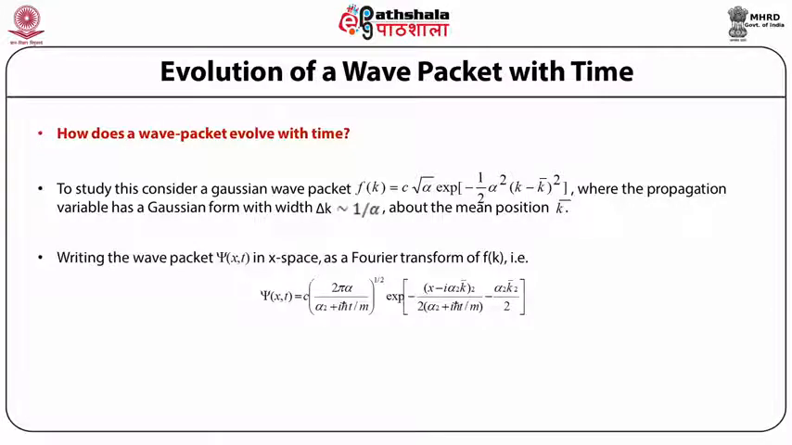Writing the wave packet in terms of the wave function psi as a function of x, t in x space, or the coordinate space, as a Fourier transform of the function F as a function of k, that is psi(x,t) is equal to C into (2 pi alpha upon alpha squared plus i ħt by m) whole to the power half, exponential of minus (x minus i alpha squared k bar) whole squared upon 2 times (alpha squared plus i ħt by m) minus alpha squared k bar squared upon 2.